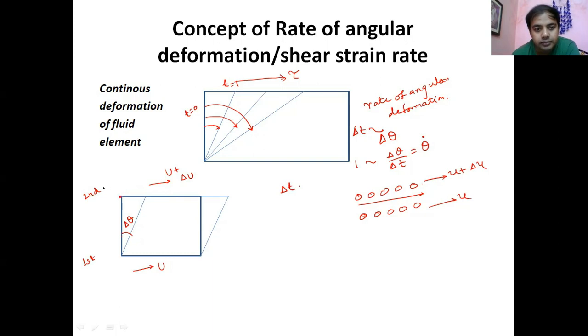Take this portion and name it A. After delta t time, it comes here, A dash. How much is it shifted? Previously it was at A, now it is here. Previously A and B were like that, now it is A dash and B dash. The displacement is U delta t.